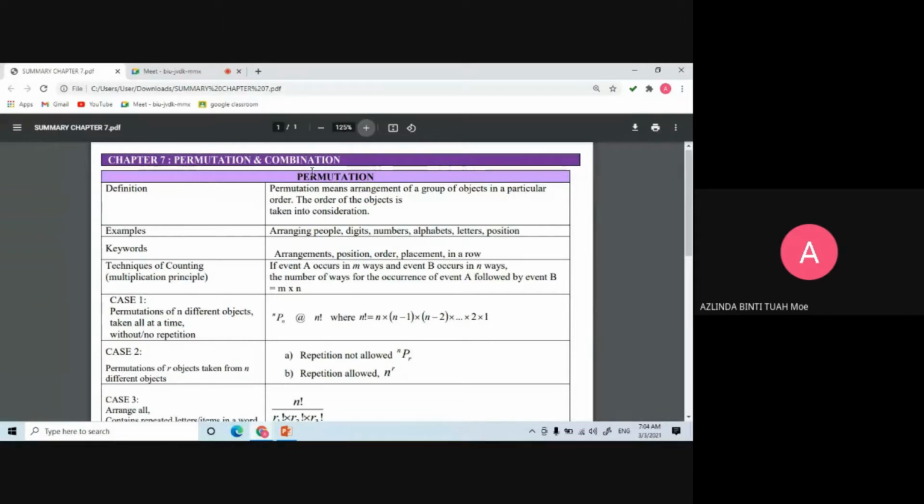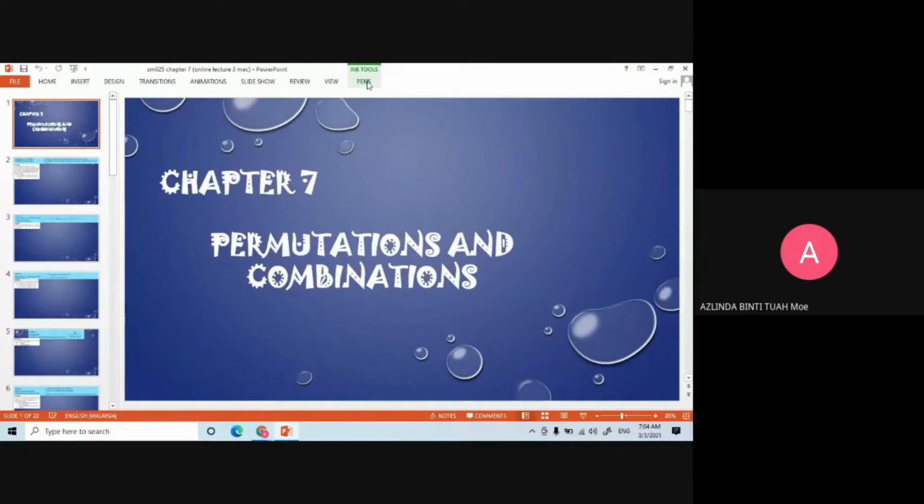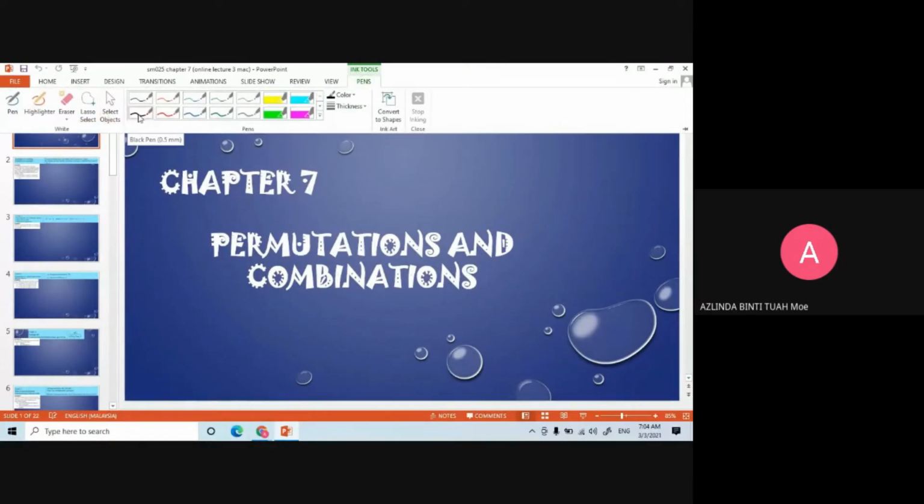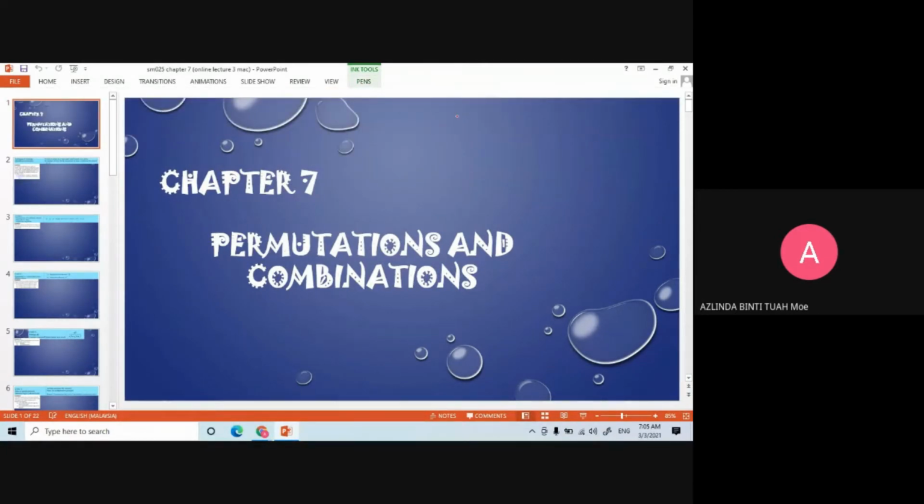A very basic and very easy example biasanya kita tunjuk dalam bentuk nak susun 3 objek. Kalau saya nak susun 3 objek, kata ni example yang paling senang yang waktu permutation diperkenalkan. Kalau saya ada 3 huruf, 3 letters A, B, C, I want to arrange these three letters. The arrangement can be A, C, B, B, A, C, B, C, A, C, A, B, or C, B, A.